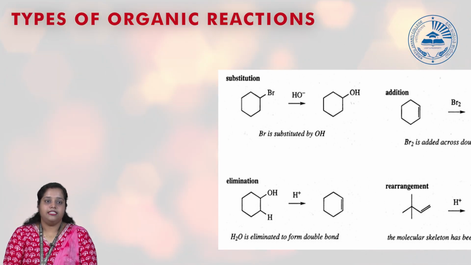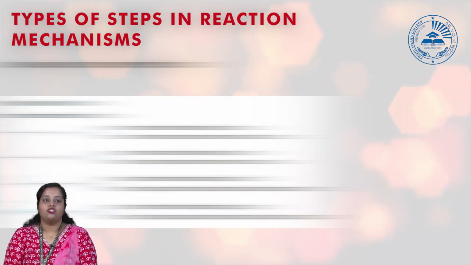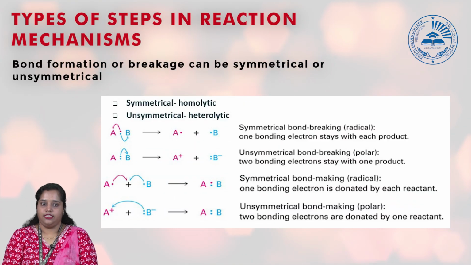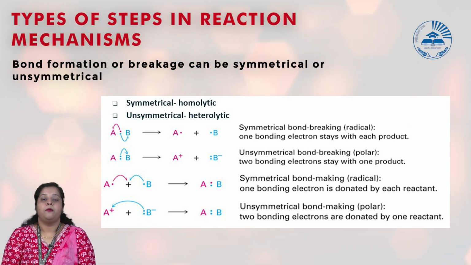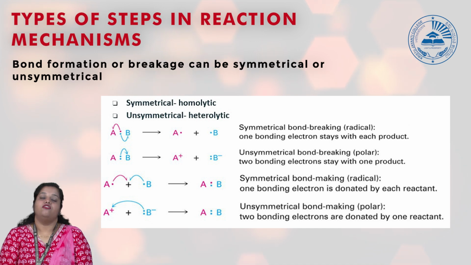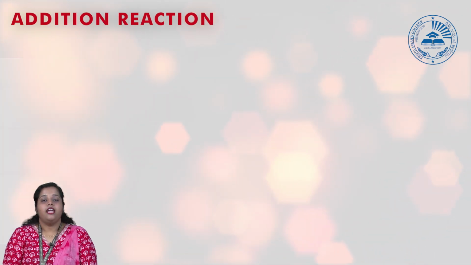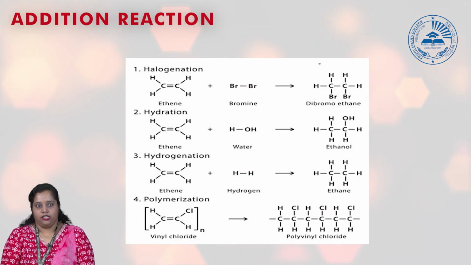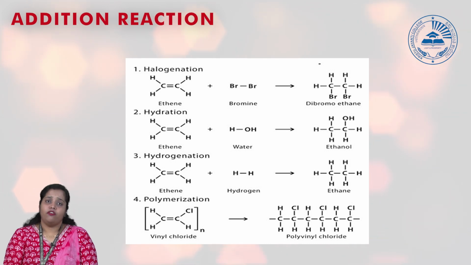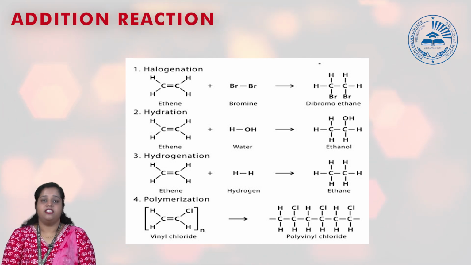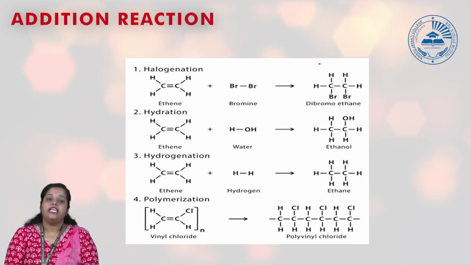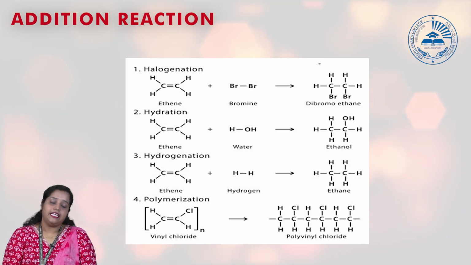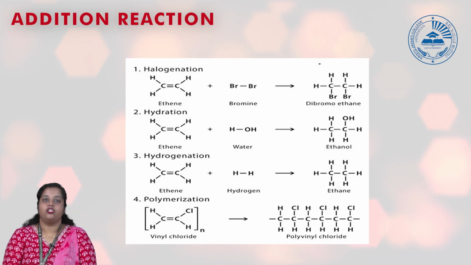Now talking of steps in the reaction mechanism, bond breakage or formation can be symmetrical or unsymmetrical. When we talk of symmetrical, that means homolytic cleavage, and when we talk of unsymmetrical, that means heterolytic cleavage. Now here the first example is of symmetrical bond breaking, where one bonding electron stays with each product. So when we talk of homolytic cleavage or symmetrical cleavage, it clearly means that one electron will stay with one product.